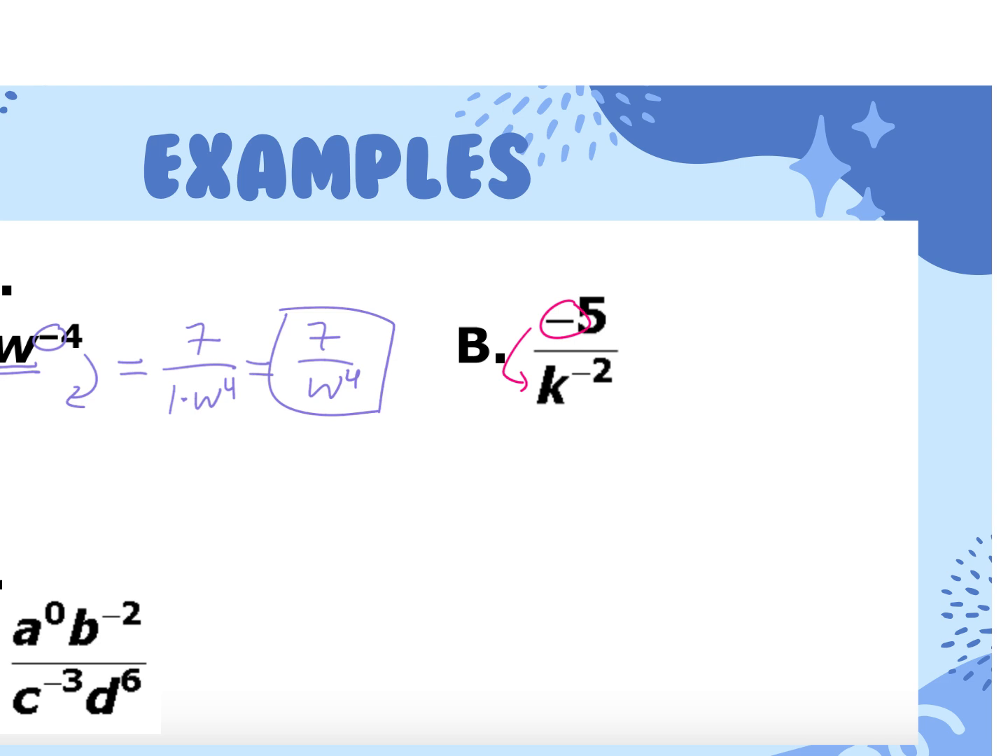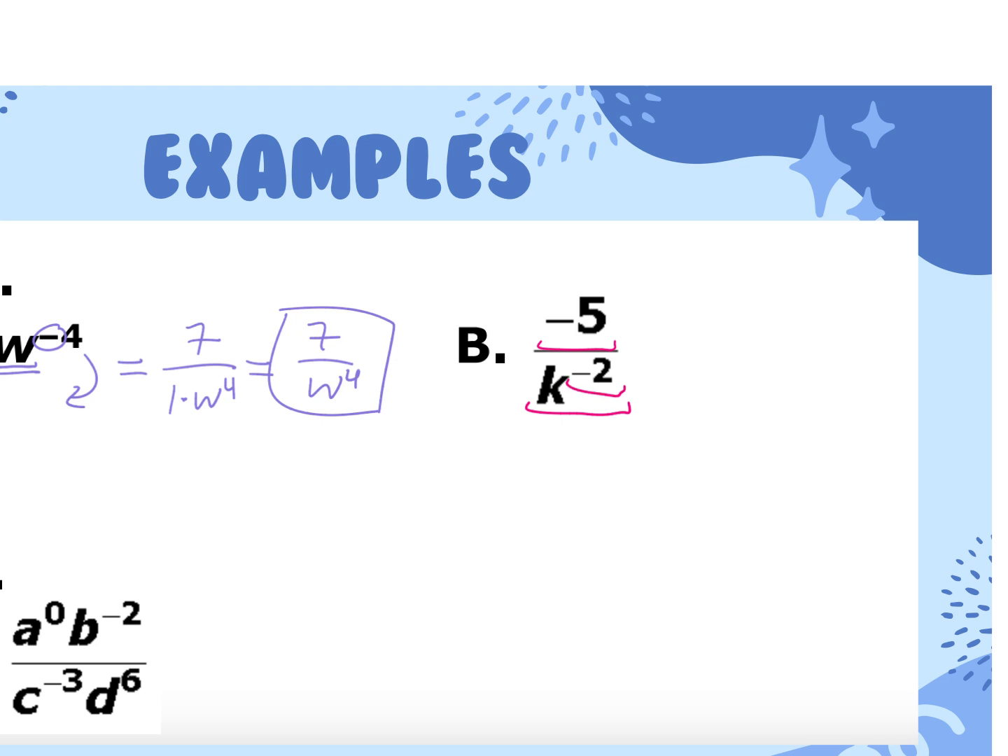It is just saying that your value itself is negative. Our exponent is not negative, right? So this negative 5 is going to stay on top. There's nothing to do there. I don't see any sort of exponent on top of it, so leave it alone completely. Don't even touch it. What you should worry about is this k to the negative 2.